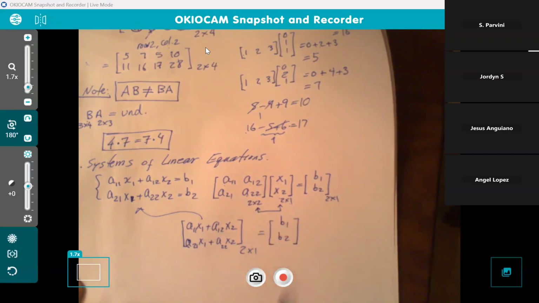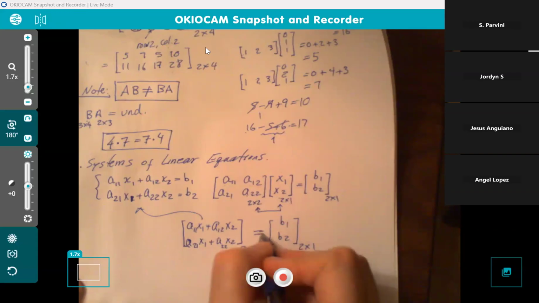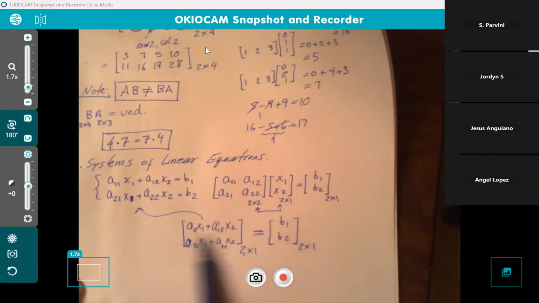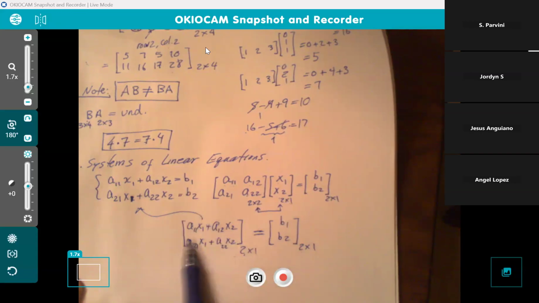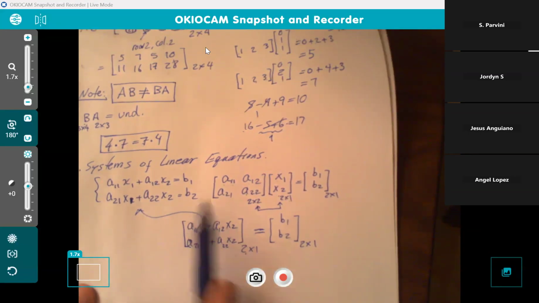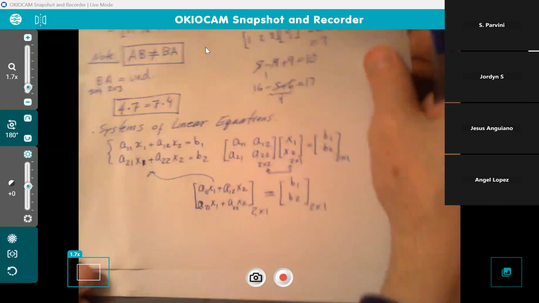And earlier we said 2 matrices are equal, equality of matrices, if they have the same size and the elements in that same position are equal. So from equality of 2 matrices, we're going to say that this first row, first column should equal B1, and that gives you the first equation. Second row, first column should equal B2. That gives you the second equation. So that's interesting. It is possible to write these systems in the form of matrix multiplication.